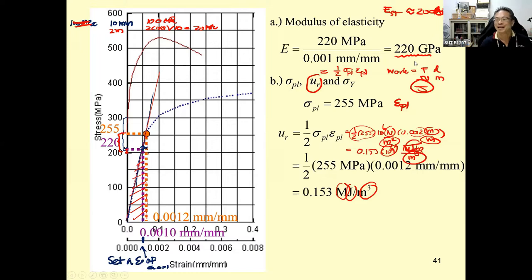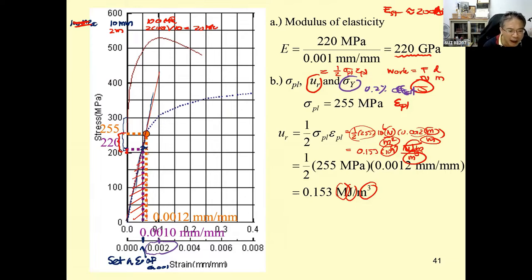Okay, and civil engineering may use the modulus of toughness. We have talked about modulus of toughness already. And then, since this one has no clear yielding point, when the material has no clear yielding point, you got to use the 0.2% offset to determine it. This means you're going to use 0.2 divided by 100. That is going to be 0.002.